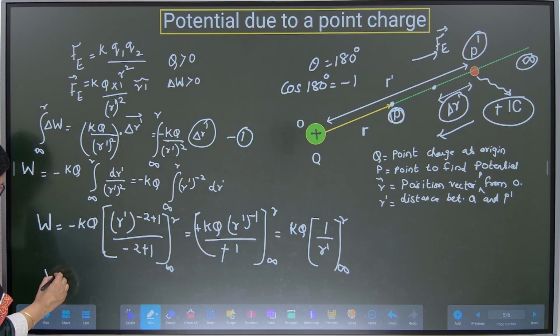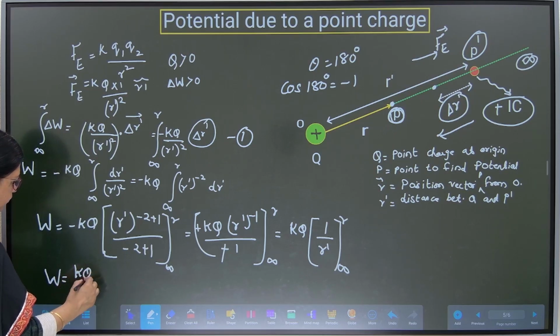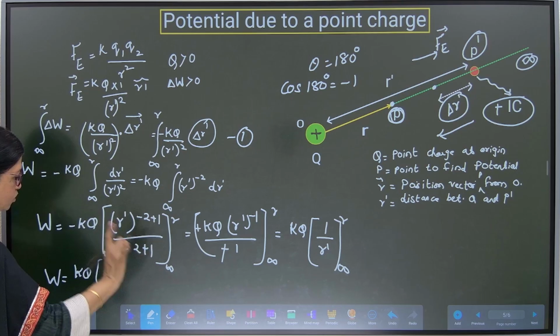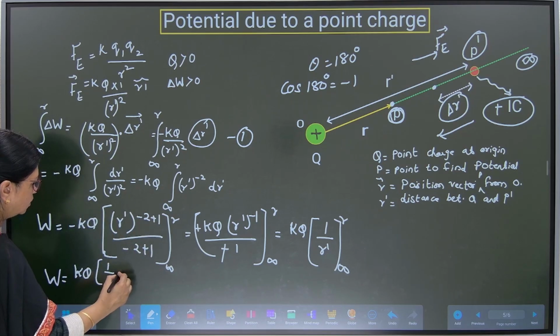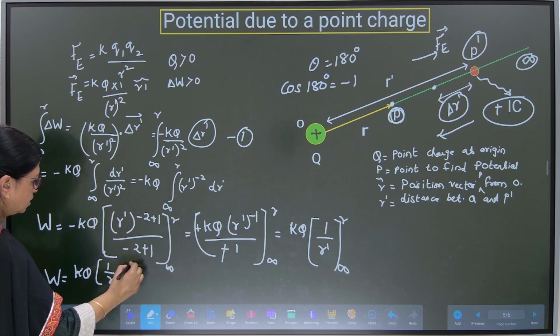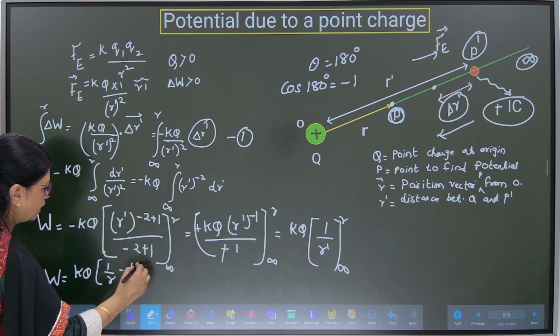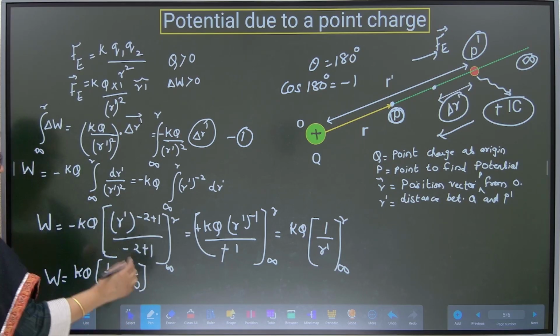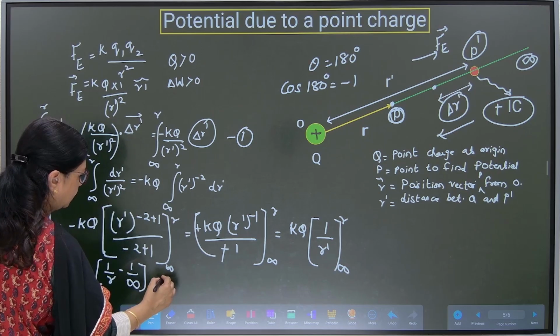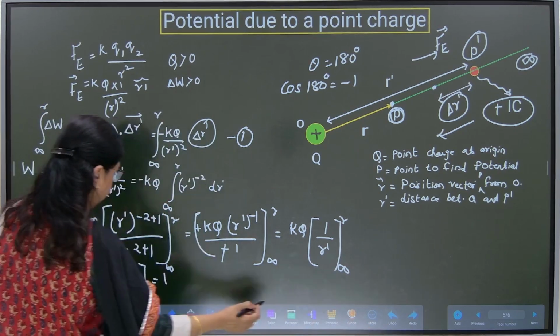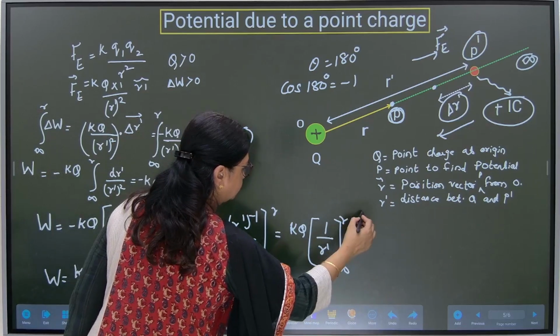I get W is equal to KQ. Applying upper limit to R dash, that means instead of R dash, I substitute R. So 1 upon R minus lower limit, instead of R dash, I substitute infinity. What is 1 upon infinity? 0. So what is my final answer?